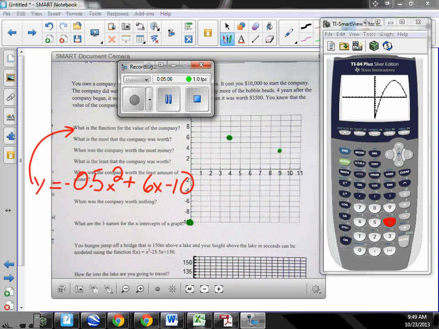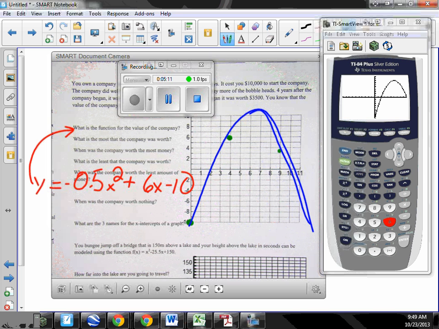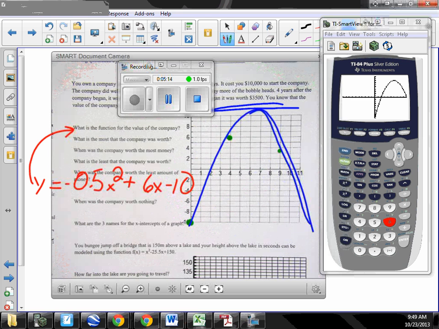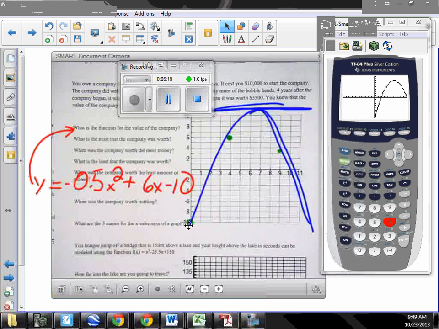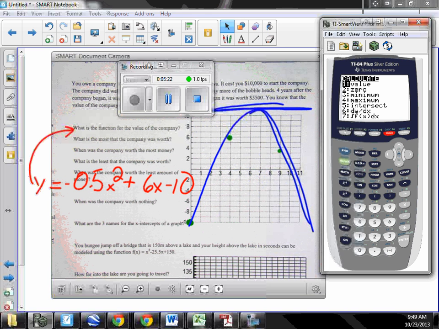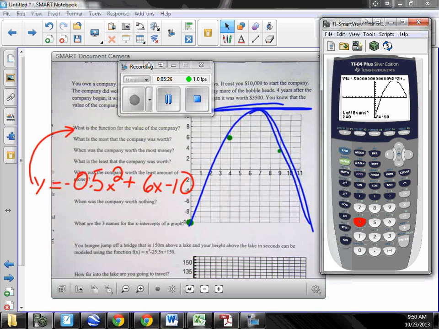So my graph looks like this. Something like that. How am I going to calculate this value up here? Second calc, and go to number 4, which is maximum, and we're going to do the old left bound, right bound, guess. So it looks like it's somewhere around 6 years. So I'm going to push my left bound as 5, my right bound as 7, and my guess at 6. And it is 6, comma 8.